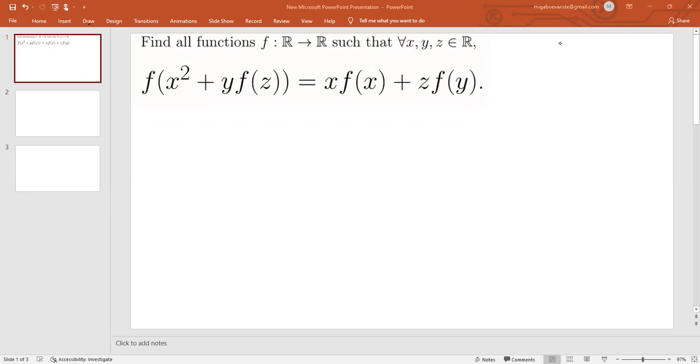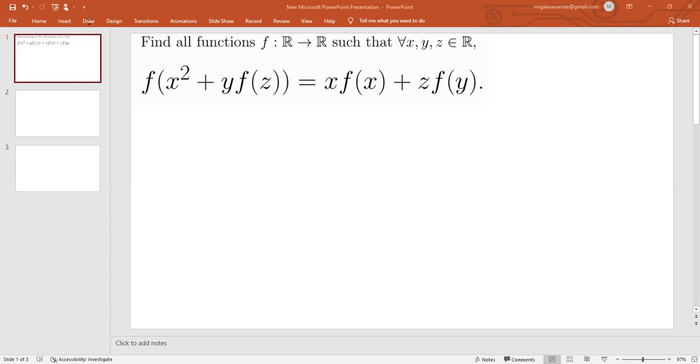And in this problem, as you can see, we have a functional equation. It says find all functions f mapped from real numbers to real numbers such that for all real numbers x, y, z, the relation f of x squared plus y f of z equals x times f of x plus z times f of y.